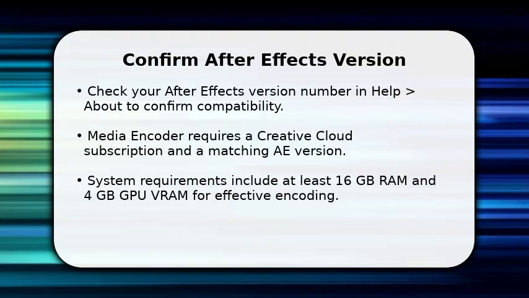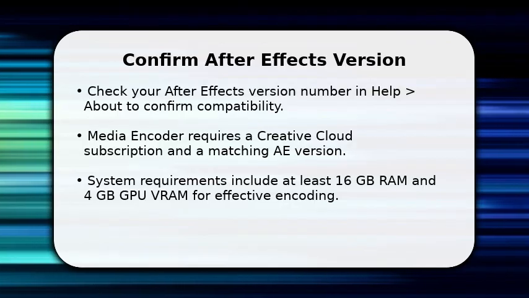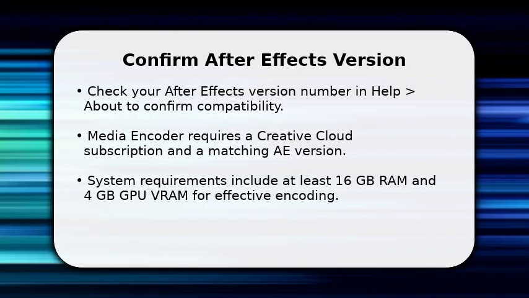Start by opening After Effects and choosing Help, then About to view your version number. Note the exact release year and major version number for compatibility checks. Next, open Creative Cloud Desktop to confirm your app updates are available. Media Encoder typically requires the same major version as After Effects for proper integration.